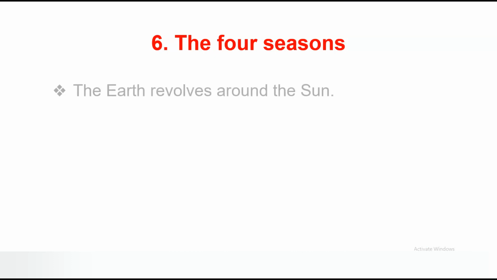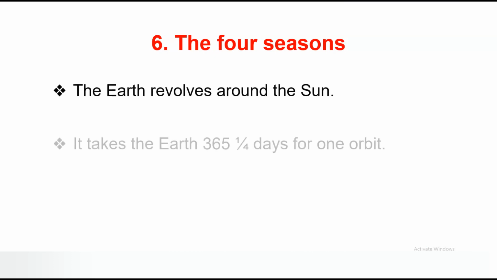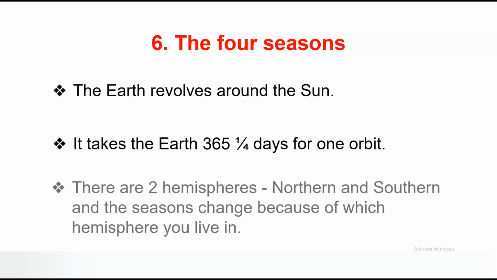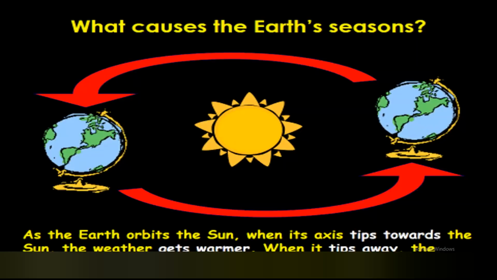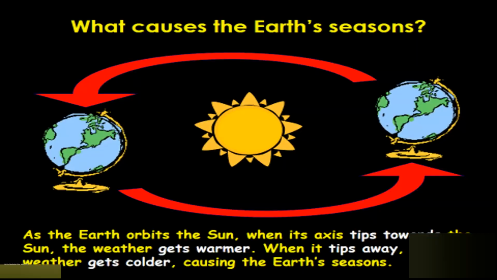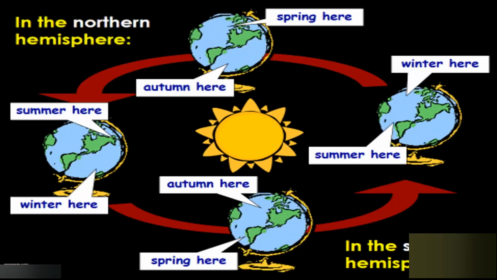The 4 seasons. The Earth revolves around the sun. It takes the Earth 365¼ days for one orbit. There are 2 hemispheres, northern and southern, and the seasons change because of which hemisphere you live in. As the Earth orbits the sun, when its axis tips towards the sun, the weather gets warmer. When it tilts away, the weather gets colder, causing the Earth's seasons.